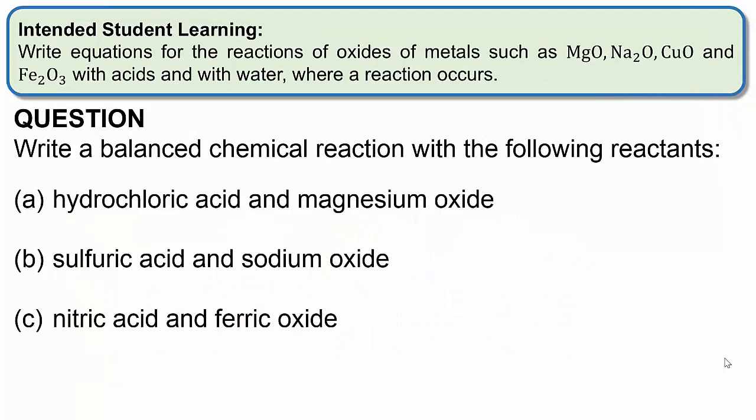Another bunch of examples. So this one is looking at hydrochloric acid and magnesium oxide, sodium oxide and ferric oxide. So these are some basic oxides. So pause the video here, have a go, and then have a look.